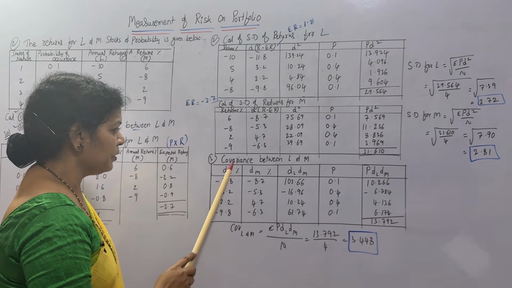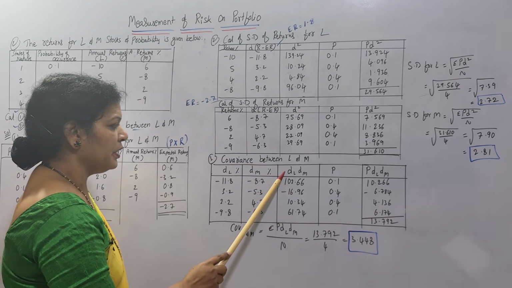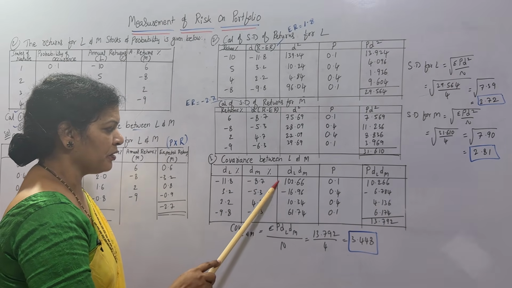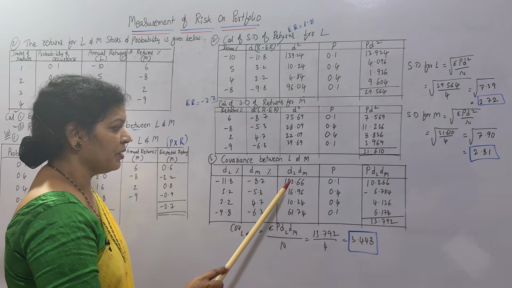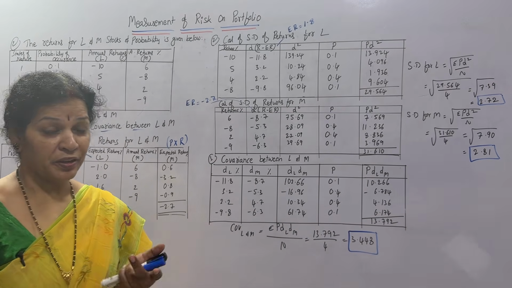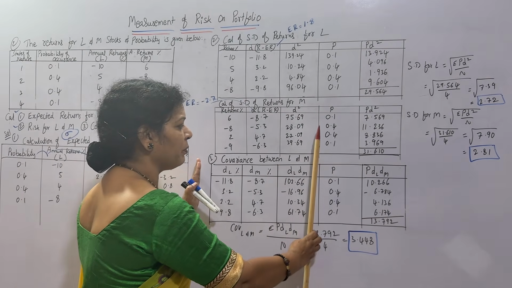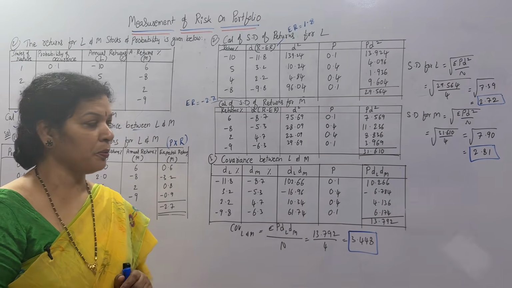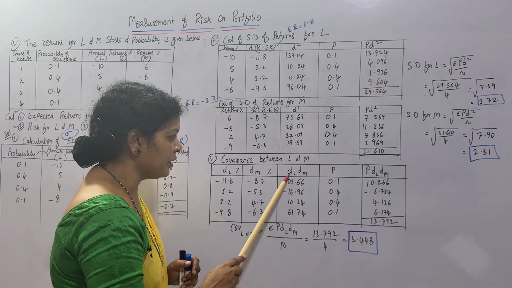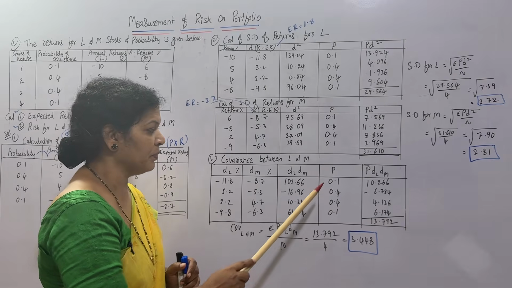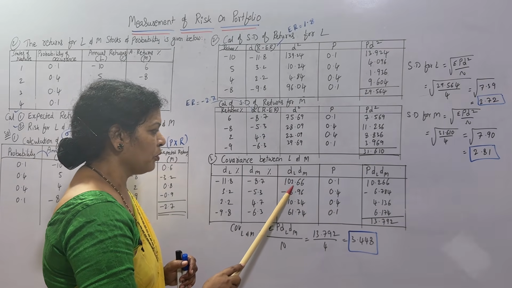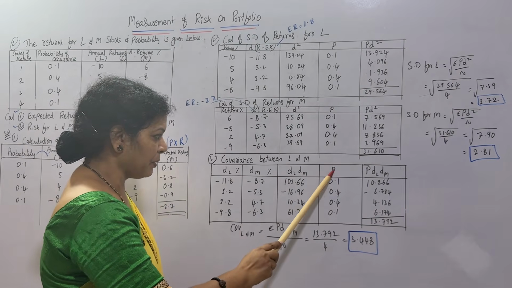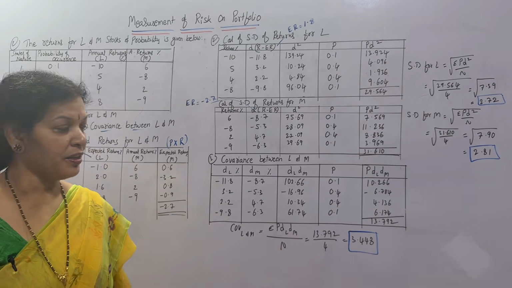What else do we need? We need to multiply both. DL, DM means minus 11.8 into minus 8.7. Multiplication we have done. After that, writing the probability. If probability was not there, the problem would have been done up to here only. Probability is given to us, so we have drawn one more column for probability. Now probability into DLDM, P into DLDM, both multiplied, and you got P DLDM.